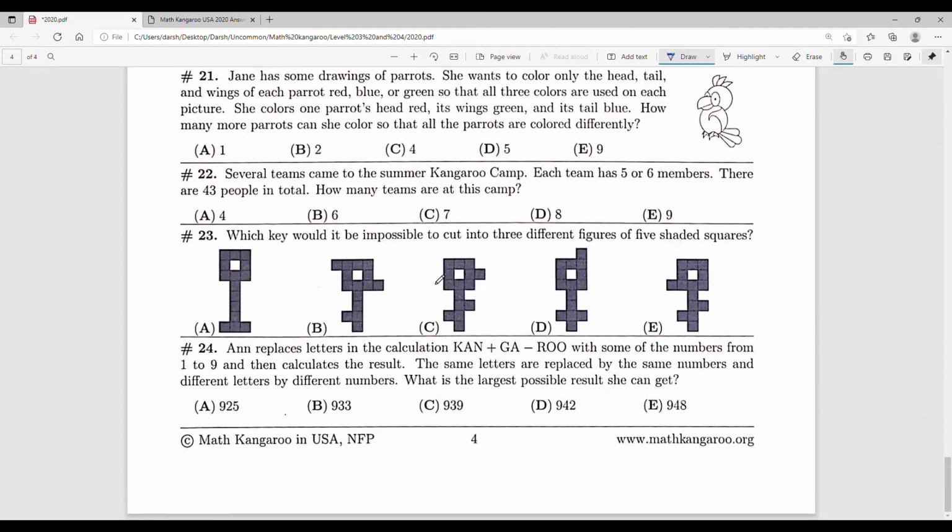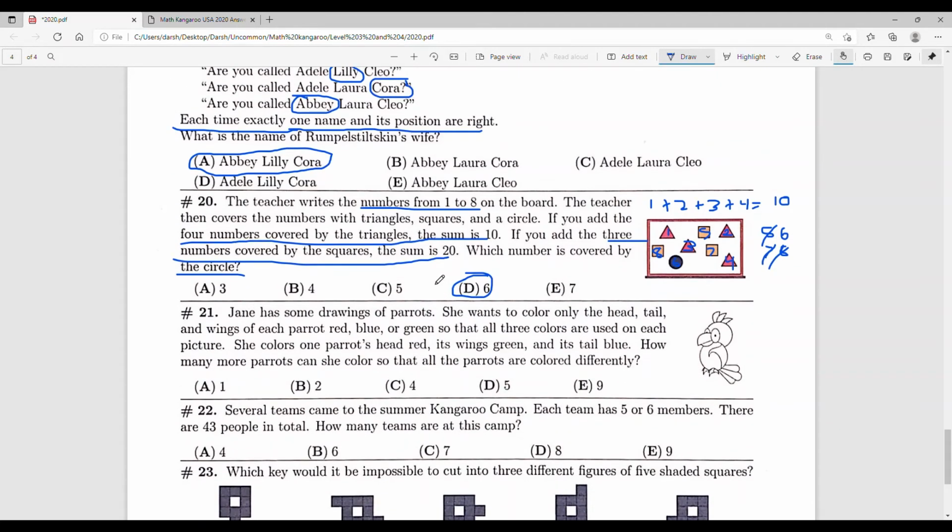Moving on to number 21. Jane has some drawings of parrots. She wants to color only the head, tail, and wings of the parrot red, blue, or green, so that all the colors are used on each picture. So all 3 colors are used on each picture. She colors one parrot's head red, its wings green, and its tail blue. How many more parrots can she color so that all the parrots are colored differently?